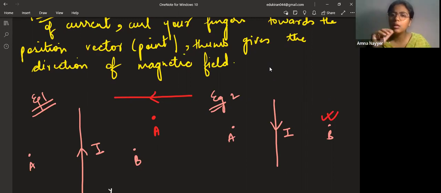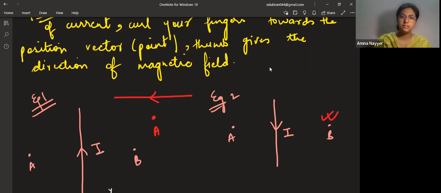Now I have to curl my fingers towards a point. Now when I say keep your right hand in such a manner that the direction is towards the current's direction, I could have kept it like this, palm facing towards me. I could have kept it like this also, palm facing upwards, right? I could have kept it like this also, facing towards you. So firstly, I cannot put it like this because this is not the direction of current. I have to keep it anyways in this manner, either this, or this, right?